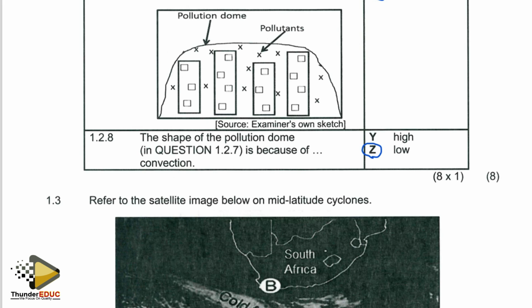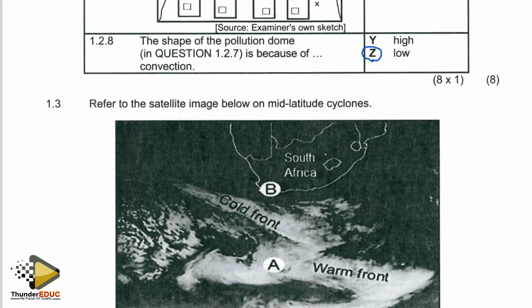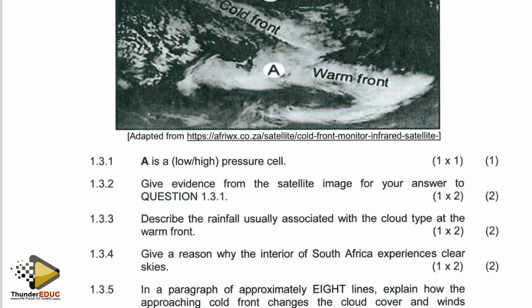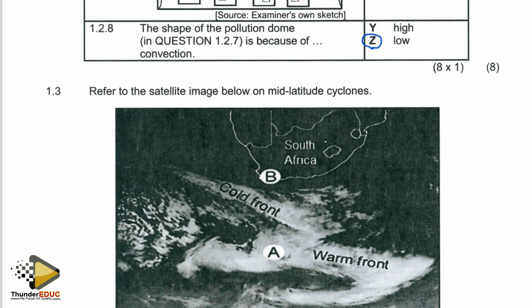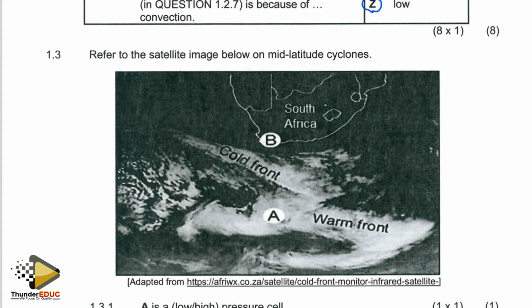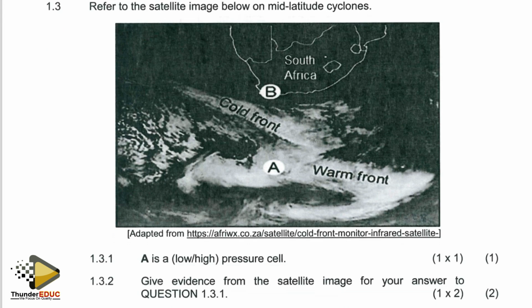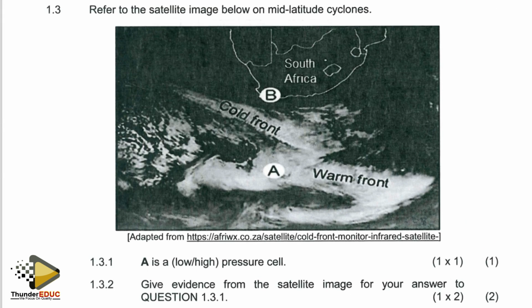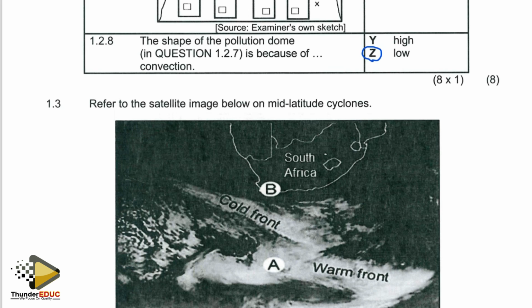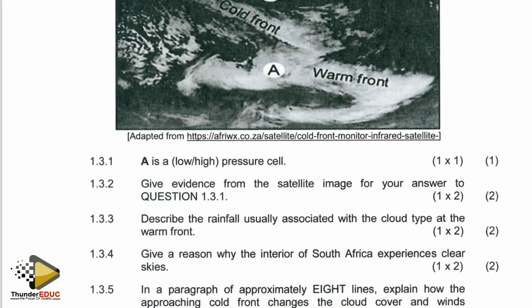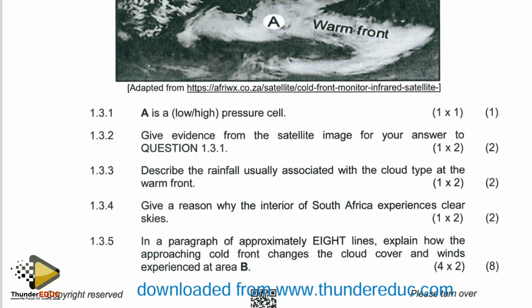Right, that's the end of question number 1.2. We move on to the next question, which is question number 1.3.1. That is basically a synoptic, a satellite image on a mid-latitude cyclone, which is likely approaching South Africa. Right, the question is talking about point A here on the synoptic map.